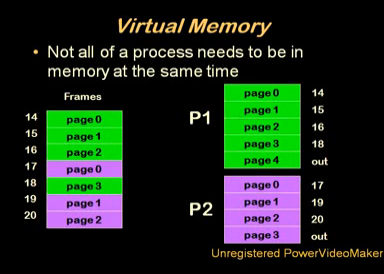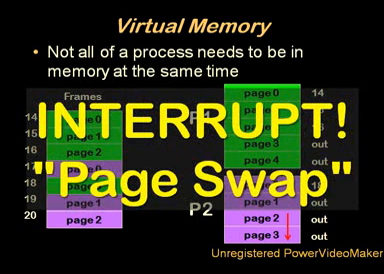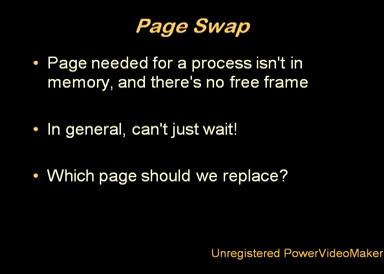If I've got memory all filled up, but as you can see, I'm still missing a page of process 1, and I'm missing a page of process 2, and I need one of them, perhaps by process 2 going down from page 2 to page 3, I'll get an interrupt, but now it's not just a page fault, it's a page swap. A page swap happens when I need a page for a process that's not in memory, and there's no free frame to put it in.